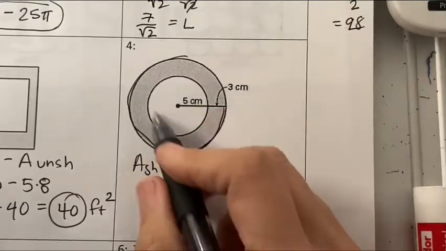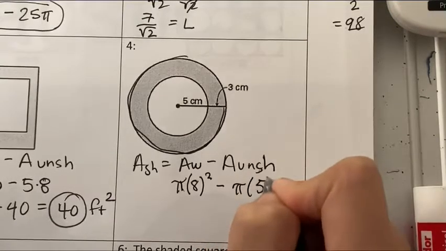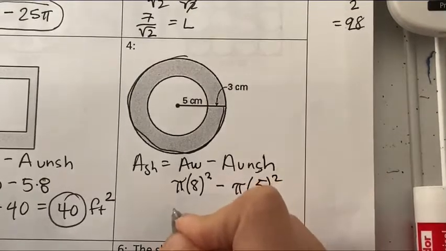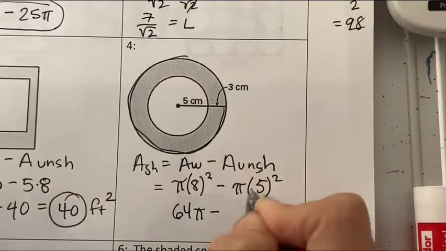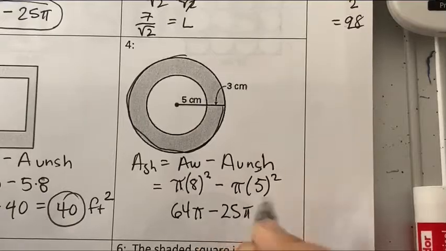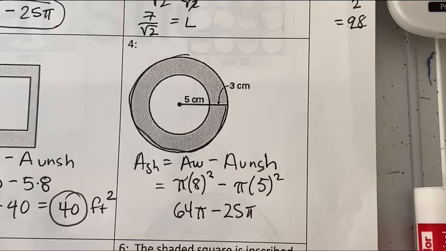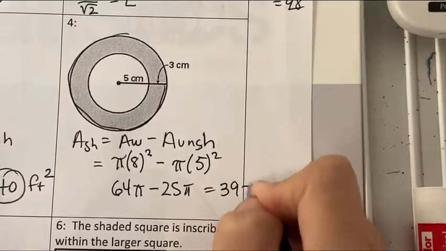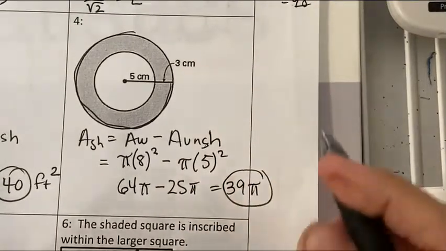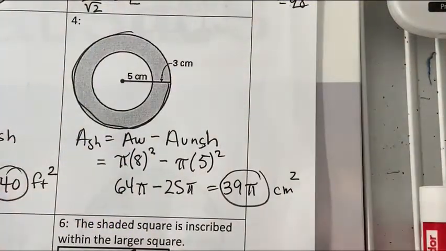And then what about the unshaded region? The unshaded is a circle, pi times radius 5 squared. So I get 64 pi minus 25 pi. And we can treat those like x's. So I have 64 pi's, take away 25 pi's. We can combine those terms. I get 39 pi. And this is an area, so that would technically be centimeters squared.